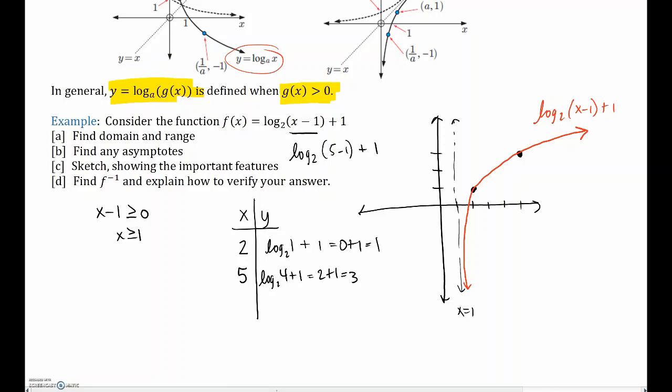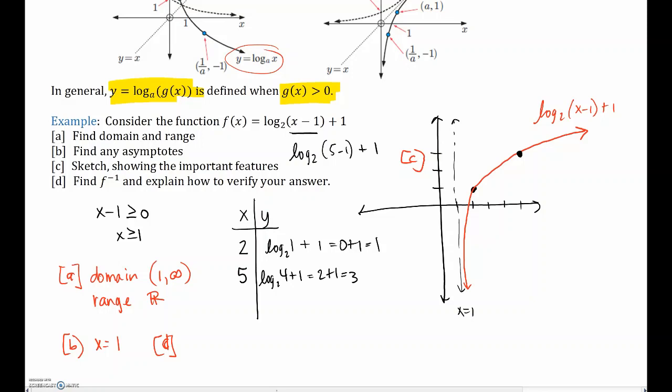Now, they said, what else did they say? Oh, find the domain and range. So if I want to answer part A, the domain, I'm going to do interval notation. So I'm going to say from 1 to infinity. The range, I'm going to say, is all real numbers. Part B, they ask us to find the asymptotes. We did. That's x equals 1. Part C, sketch. We did. So I'll just put C here, and then change this to a D.